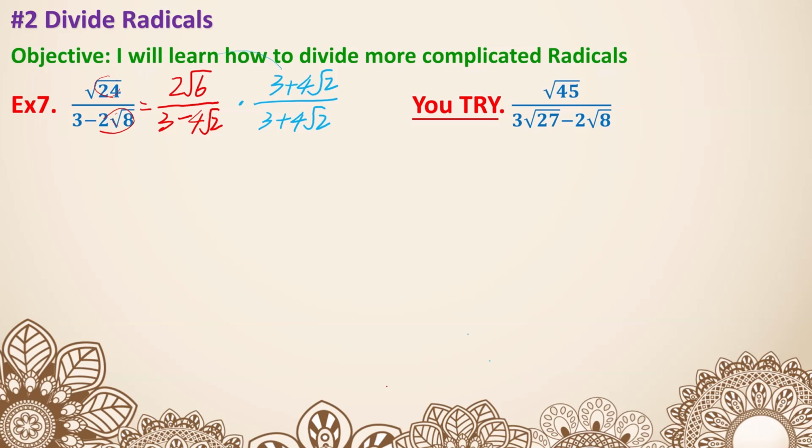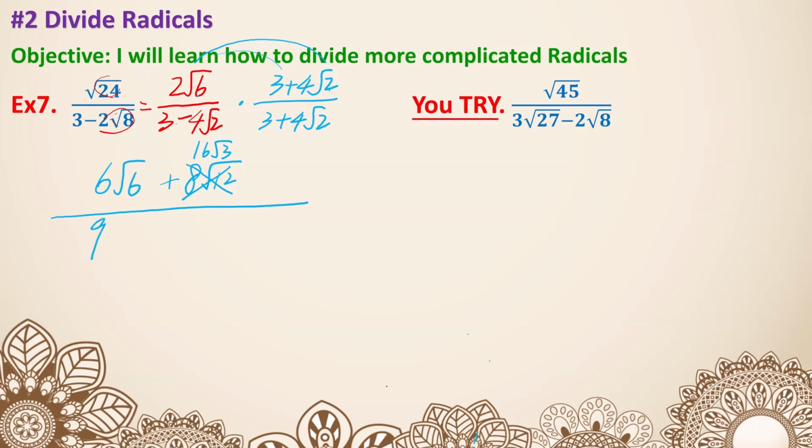Okay, let's have a look. 2 square root of 6 times 3 is a 6 square root of 6. 2 square root of 6 times a 4 square root of 2 is a 8 square root of 12. But I can actually rewrite that as 16 square root of 3. There you go. On the bottom, 3 times 3 is a 9.